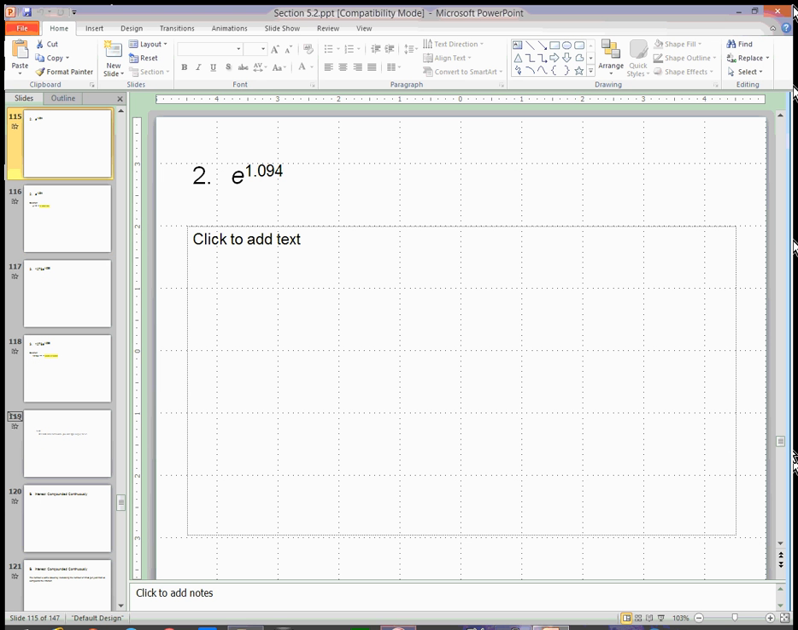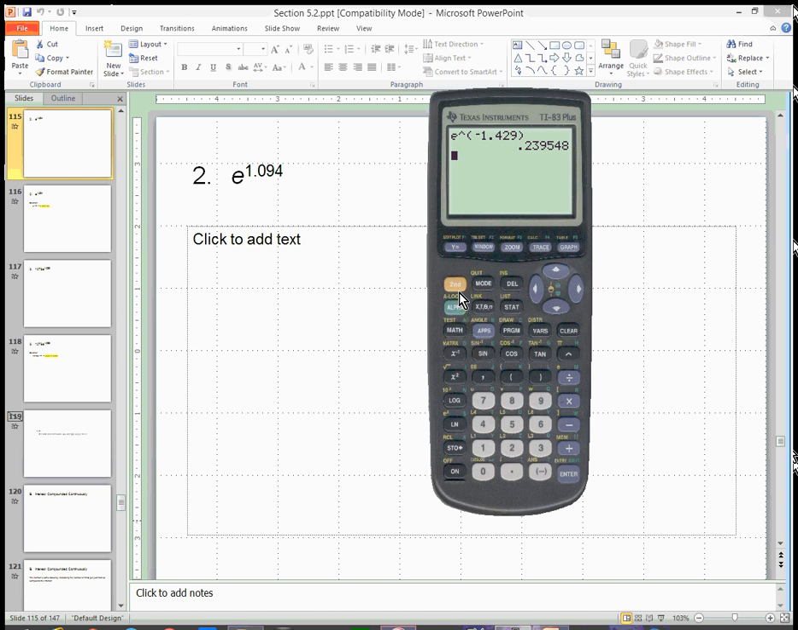Number 2, e to the 1.094. Okay, if you do the exact same thing, second, ln, 1.094, close, enter, 2.986195.